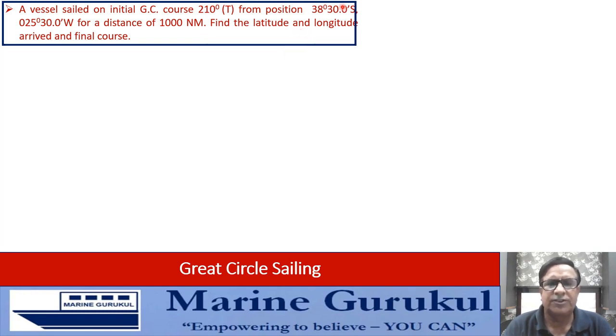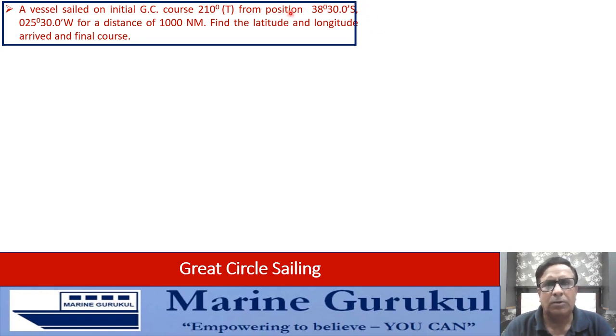So since we are starting from a southerly latitude, and in this case incidentally also the course is in southwest quadrant, in all probability the final position shall also be in the southern hemisphere. However, my argument for choosing the southern pole for making the PAB triangle is only based on the fact that the initial position is in the southern hemisphere.